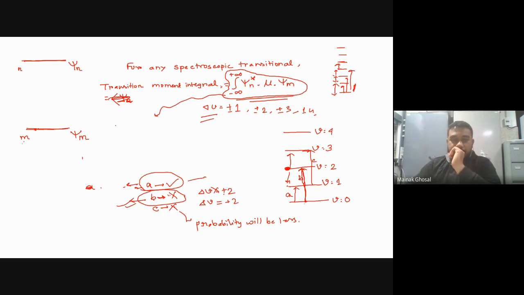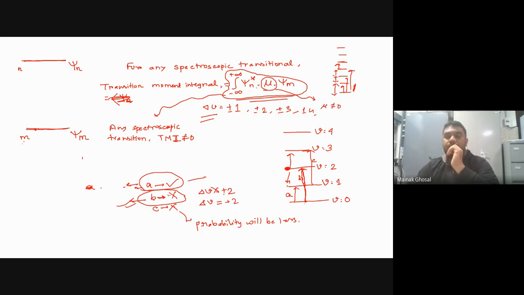So for any spectroscopic transition, before going to any selection rule, you must know that your transition moment integral should be non-zero. To make it non-zero, you always need this mu to be non-zero. This is very much essential.